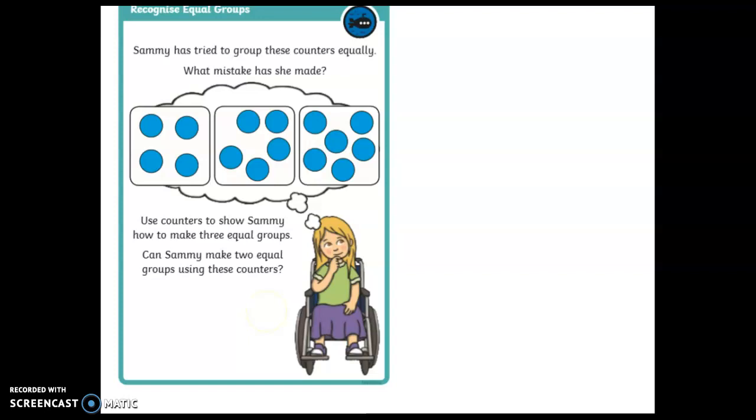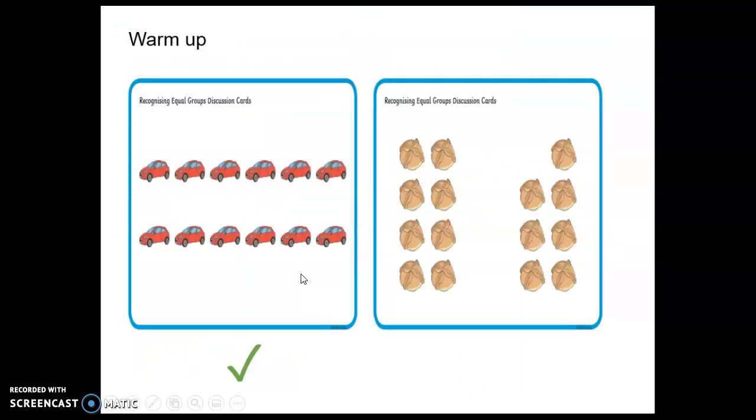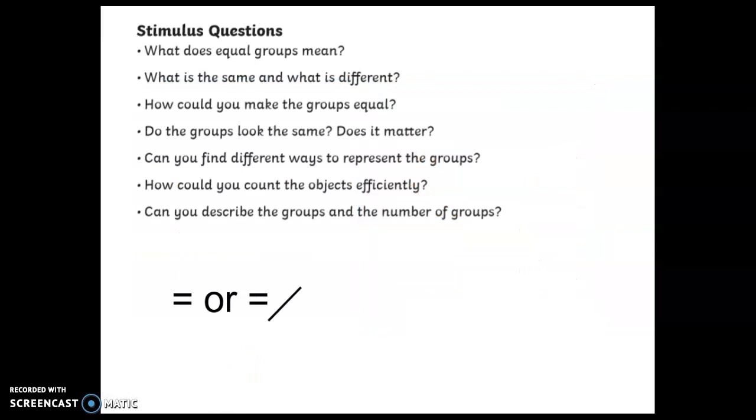So please, can you have a go? These are still worded problems linked to division, but please have a think about those questions. If we go back, what does equal groups mean? What's the same? What's different? Making sure that all of your groups are equal. It doesn't matter if they look the same, as long as they are equal, then you can find the answer accurately and efficiently.